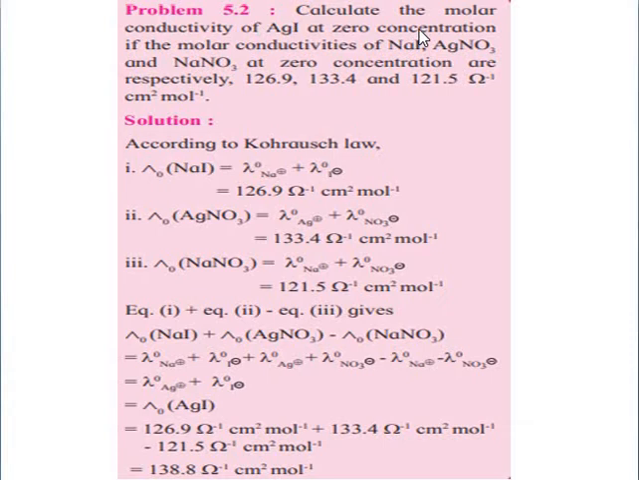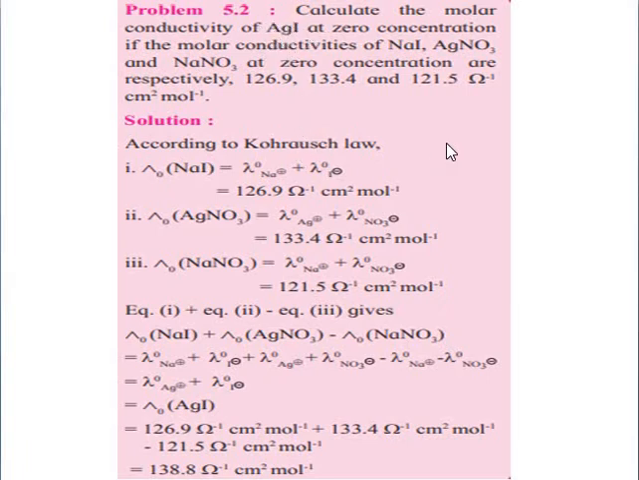problem number 5.2. Calculate the molar conductivity of silver iodide at zero concentration, if the molar conductivities of sodium iodide, silver nitrate and sodium nitrate at zero concentration are respectively 126.9, 133.4 and 121.5 ohm inverse centimeter square per mole. Then there is a calculation in this case: calculate the molar conductivity of silver iodide.